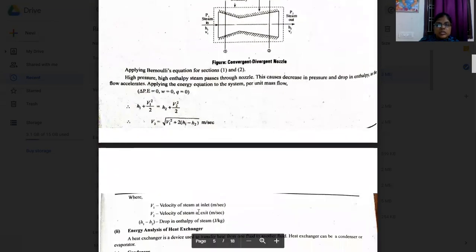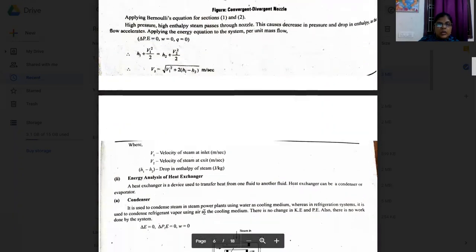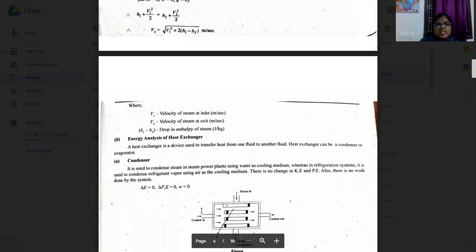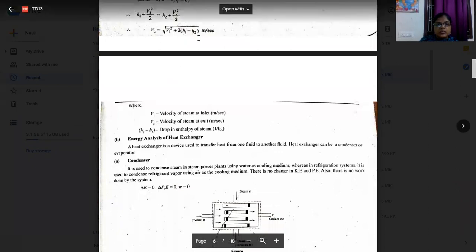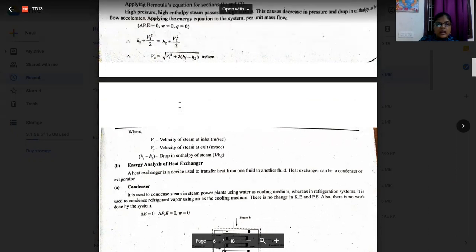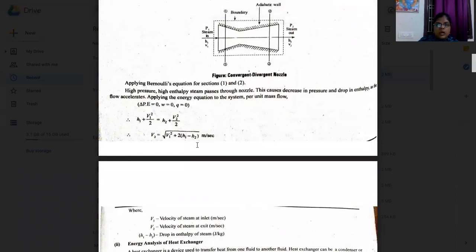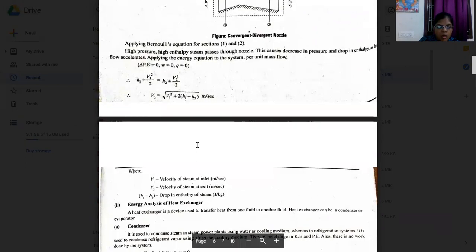V1 is the velocity of steam at inlet in meter per second. V2 is the velocity of steam at exit in meter per second, and H1 minus H2 is the enthalpy drop. So finally, you have to remember this equation for nozzle problems using the steady flow energy equation.